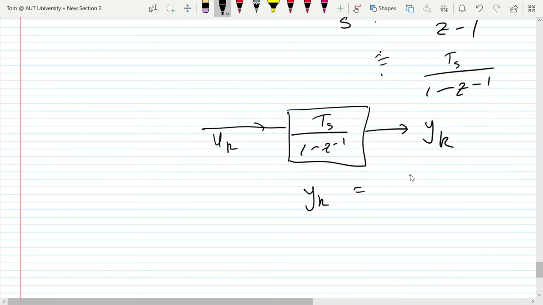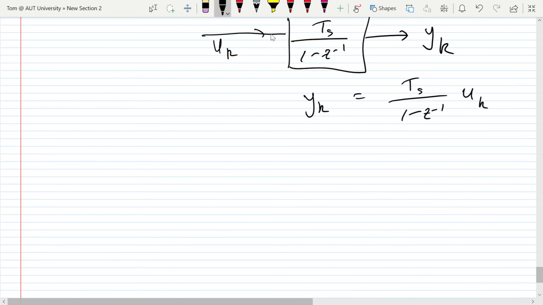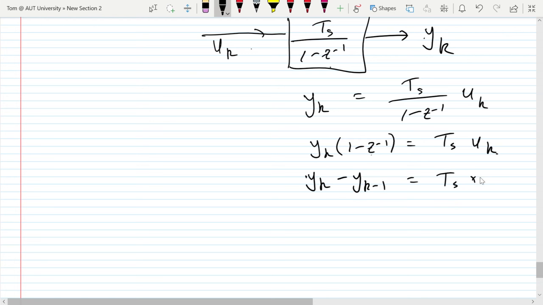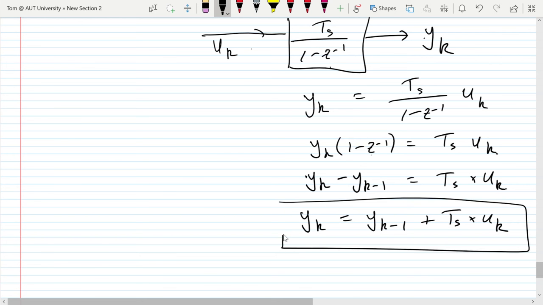Y of K is equal to TS over 1 minus Z to the minus 1 times U of K. That's just what the definition of a transfer function is: output equals the transfer function times the input. You get Y of K times 1 minus Z to the minus 1 is TS times U of K. So that, using this backward shift, we get Y of K minus 1 equals TS times U of K. Therefore an Euler integrator is Y of K equals Y of K minus 1 plus TS times U of K. So that's an Euler integrator.